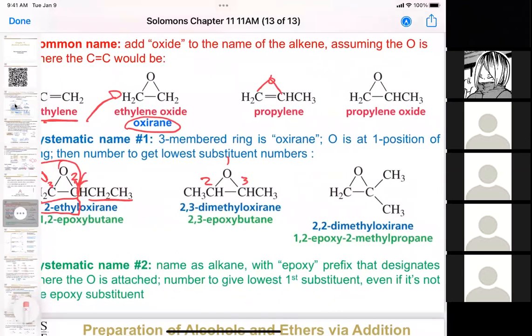Okay, this one makes it a little easier to see. We're going to see our 1, 2, 3. So this is going to be 2,2-dimethyloxirane, or methyl propyl epoxy.